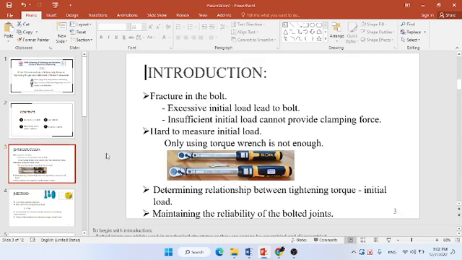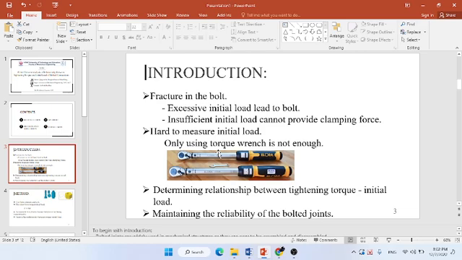To begin with the introduction, bolt joints are widely used in mechanical systems as they are easy to assemble and disassemble. Bolts must be tightened when in use. However, an excessive initial load will lead to yield in even fatigue in the bolt. An insufficient initial load cannot provide the required clamping force, eventually causing joint loosening and failure.